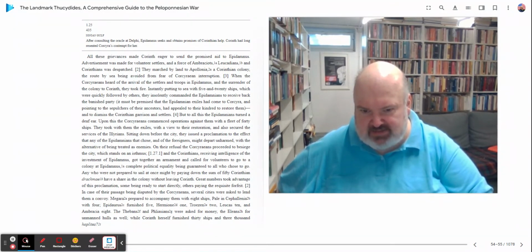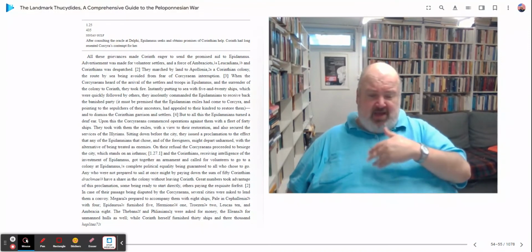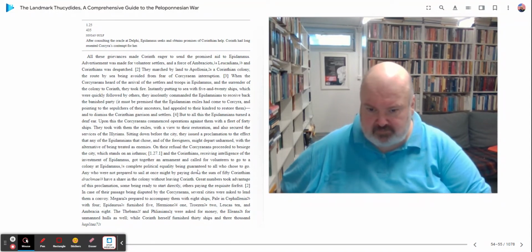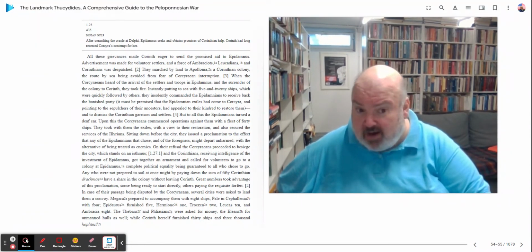And the Corinthians, receiving intelligence of the investment of Epidamnus, got together an armament and called for volunteers to go to the colony of Epidamnus, a complete political equality being guaranteed to all those who chose to go. In other words, if you go, you're going to have political equality. Corinth was kind of an oligarchy, so it was an oligarchic regime that was saying, hey, if you go, you're going to get political equality for all, go there.